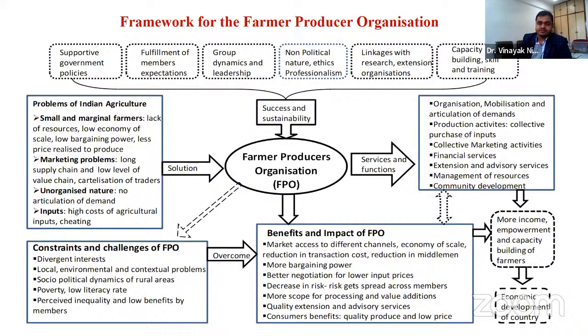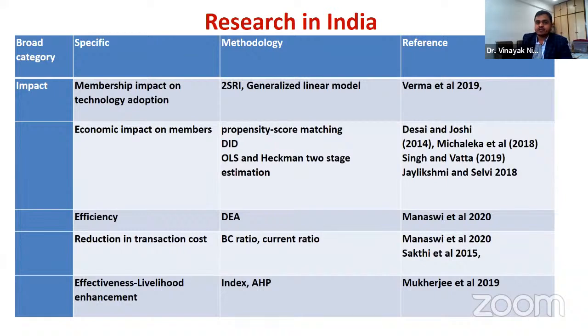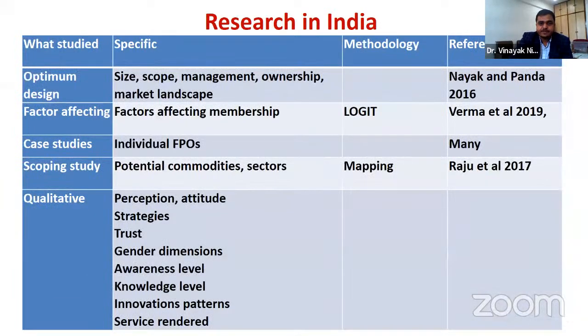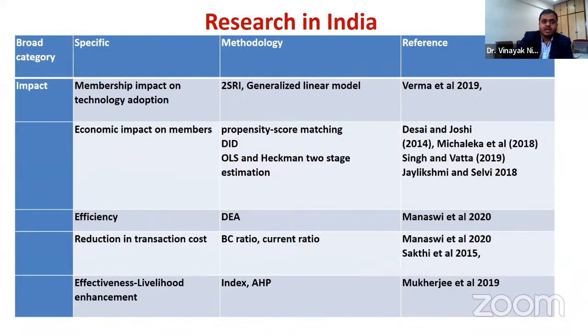As this training is more on the quantitative aspects and techniques, we'll also see, particularly in India, the research carried out on farmer producers organizations, which I have broadly categorized. Firstly, researchers have studied the impact, then the performance of these FPOs, then what can be the optimum design, factors affecting, case studies, scoping studies, and qualitative aspects. Under impact, how these organizations are impacting farmers in terms of technology adoption, increasing yield, increasing income of farmers, increasing efficiency, particularly most studies focus on technical efficiency, then reduction in transaction cost, the marketing aspect, and effectiveness in terms of livelihood improvement. These are certain broad areas of impact assessment, or we can say these outcome variables.